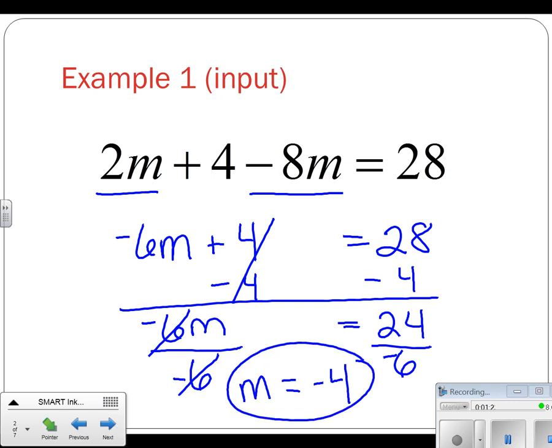Circle your solution and then check your work. So come up here and do 2 times negative 4 plus 4 minus 8 times negative 4, and that equals 28. So it is the correct solution.